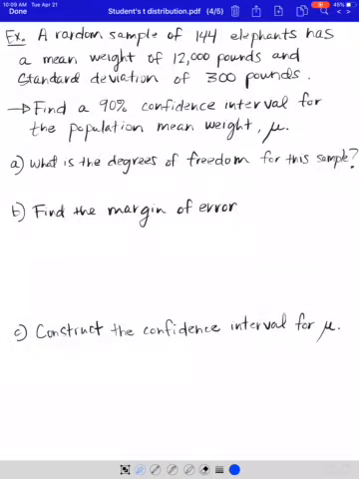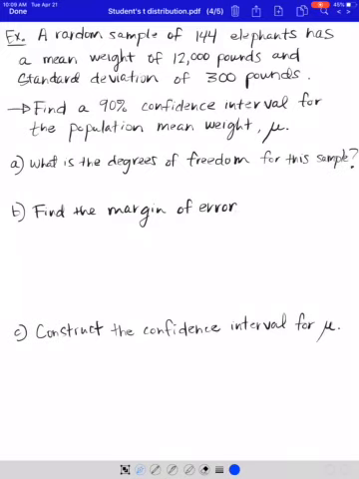All right. Let's look at an example. So here's our example. We have a random sample of 144 elephants with a mean weight of 12,000 pounds and standard deviation of 300 pounds. And we're going to find a 90% confidence interval for the population mean weight, mu.